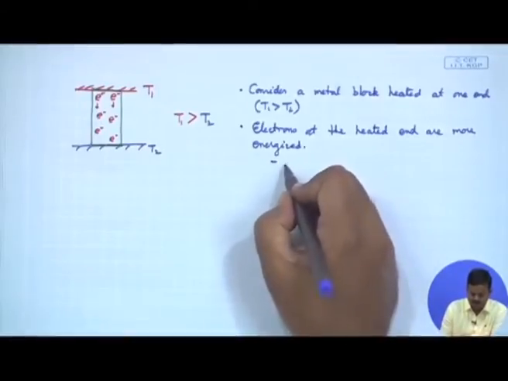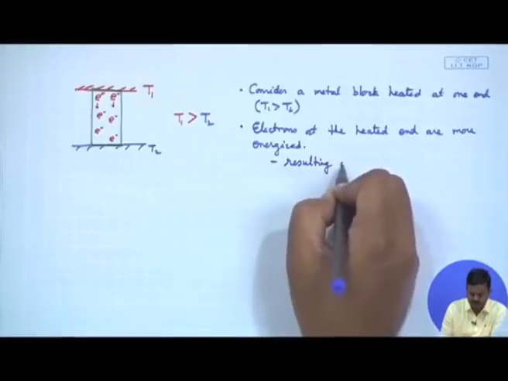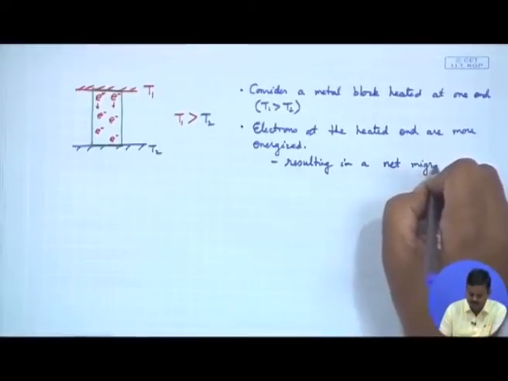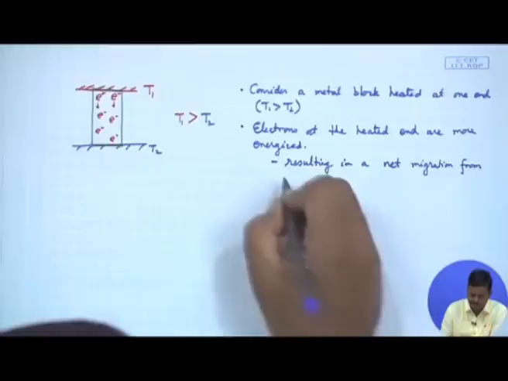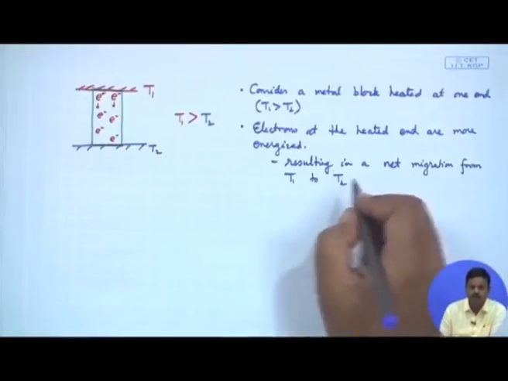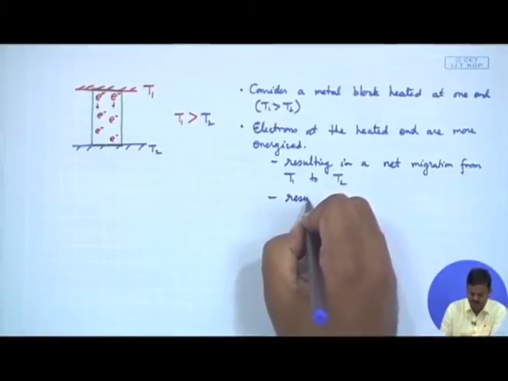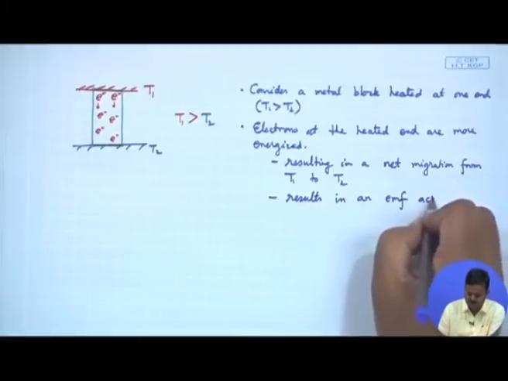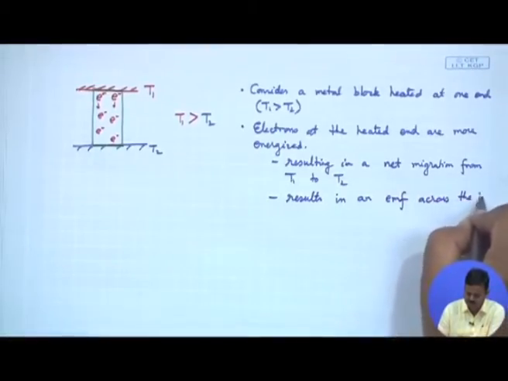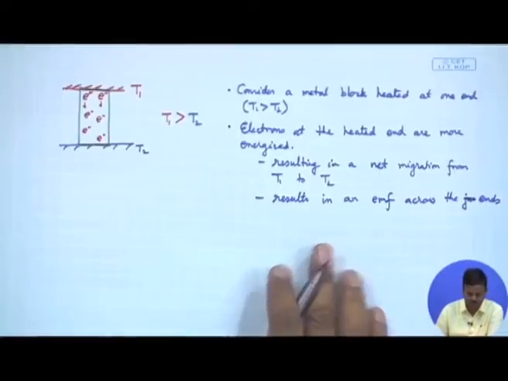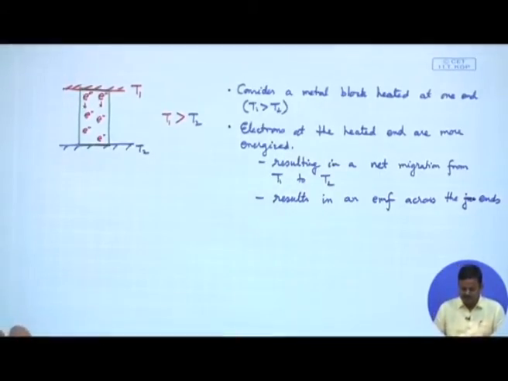Okay. So, resulting in a net migration from T1 to T2, and therefore results in an EMF, electromotive force, across the junctions or ends, across the ends, let us say. But however, keep in mind that this delta V or the EMF is minuscule.